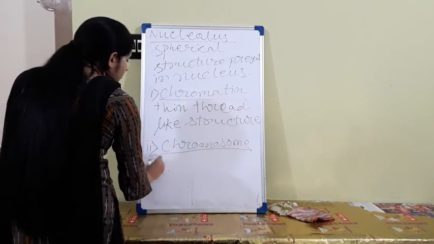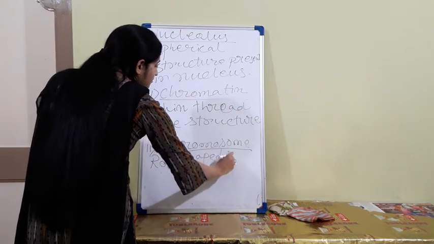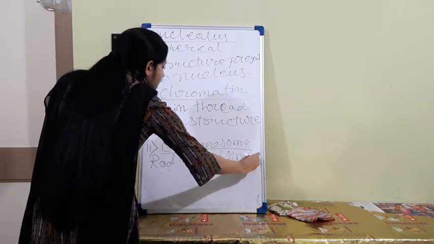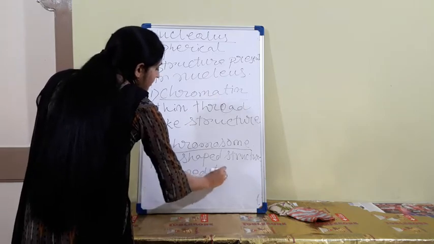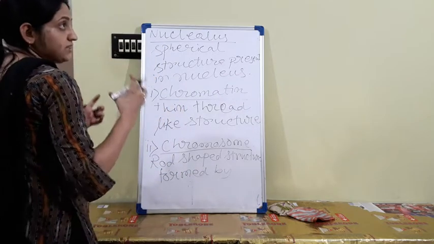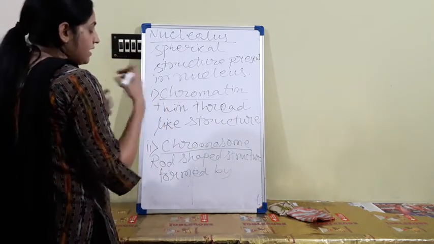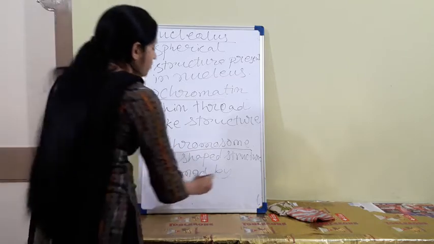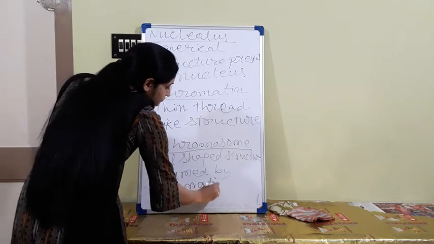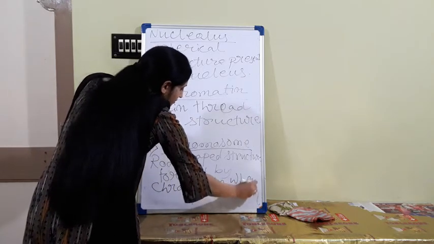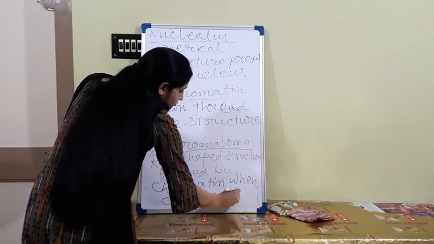A chromosome is a rod-shaped structure formed by chromatin. When the cell starts to divide, the chromatin starts to condense and forms the rod-shaped structure.